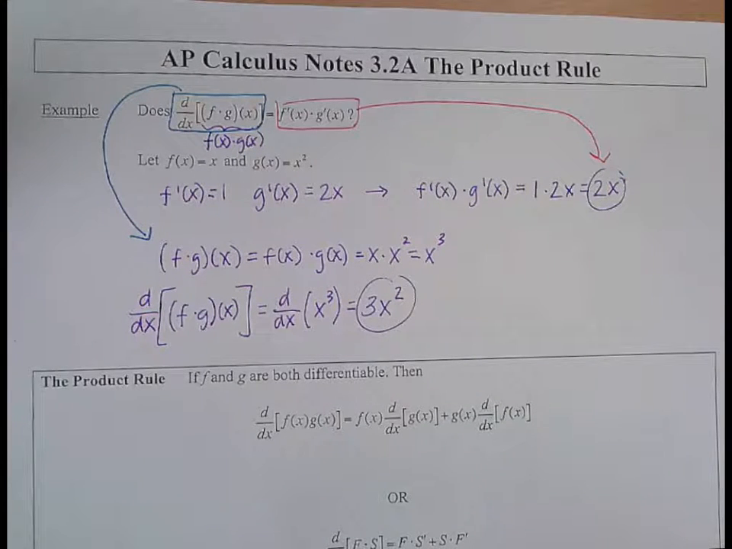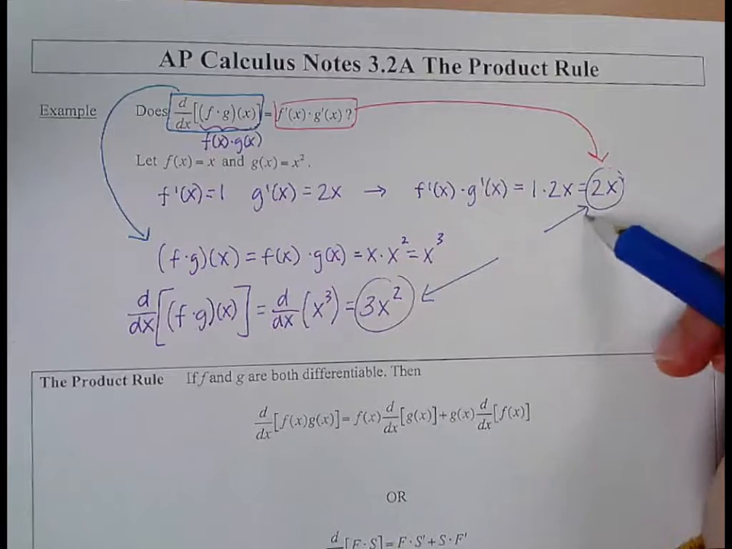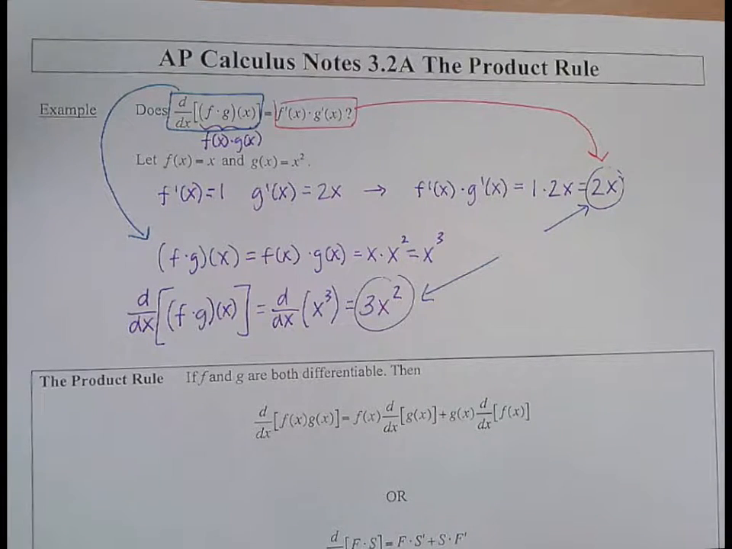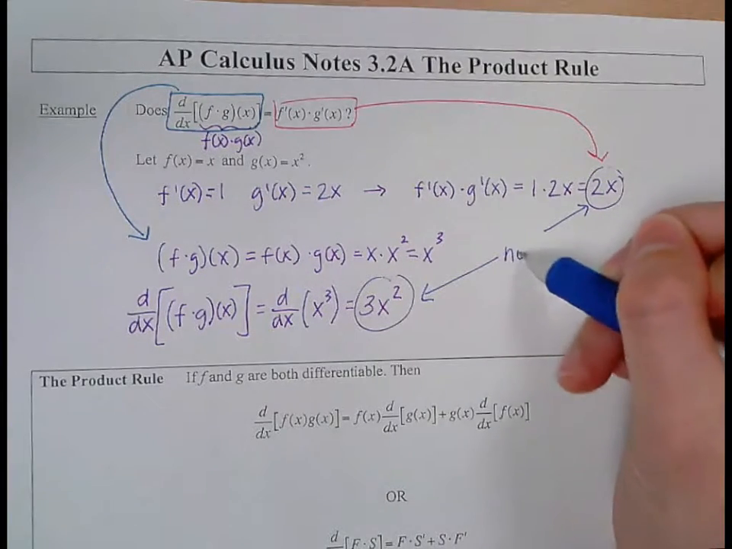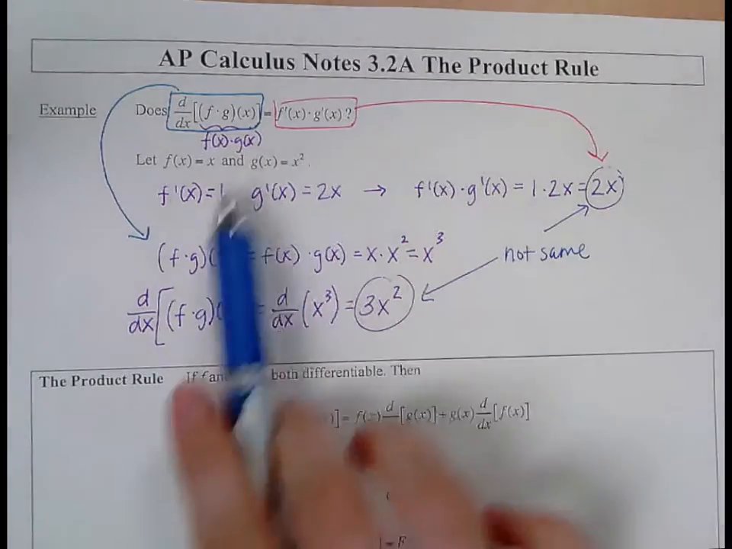Those are not the same. So finding f times g and taking the derivative is not the same as finding the derivative of f and the derivative of g and then multiplying them together. So what this is showing you is when you have a product of two functions, for example, when you look at number 1, when it says f of x equals x times e to the x, you cannot find the derivative of x, find the derivative of e to the x, and multiply them together. That is not the correct derivative. That's what this is saying here.